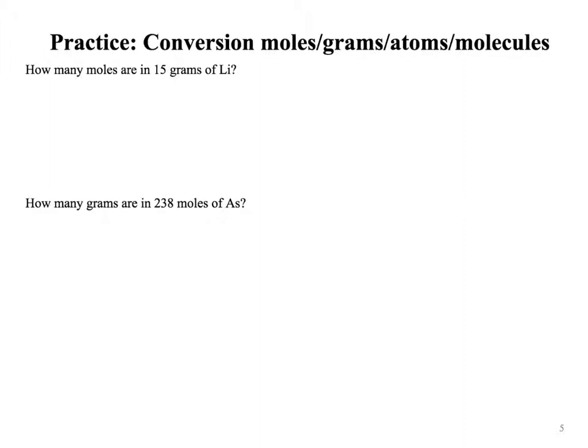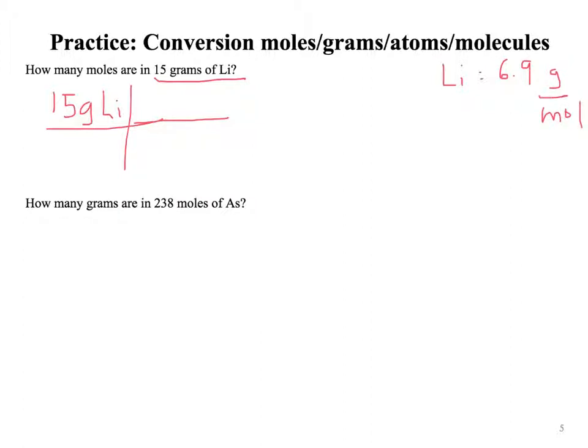Now I'm going to discuss how to convert from moles to grams and grams to moles. So for instance, the first question is saying, how many moles are in 15 grams of lithium? So what we have to always start with is what they give me, 15 grams of lithium. So I'm going to write that here. And I need to get to moles. But I know that lithium is 6.9 grams per mole. I got that from the periodic table.